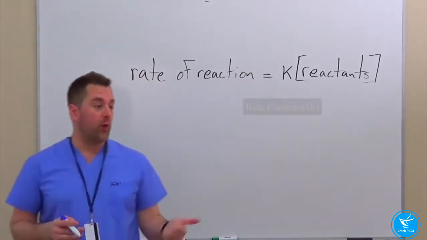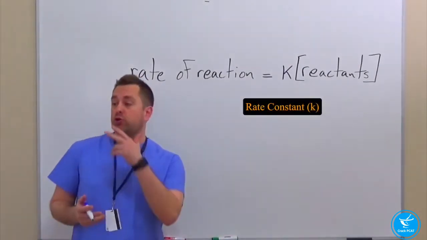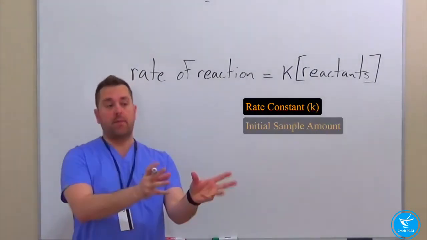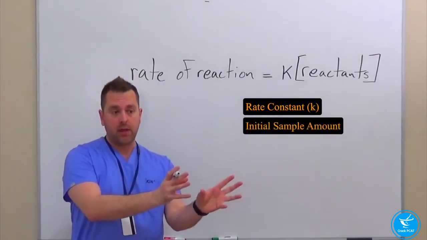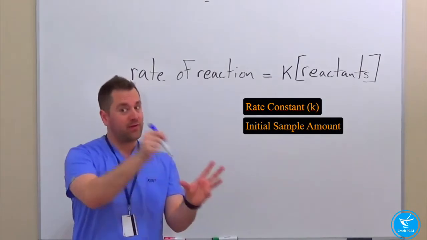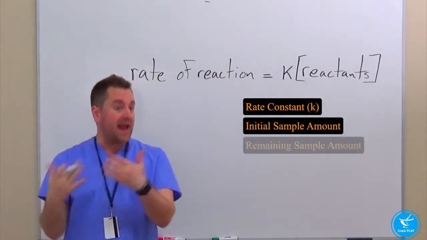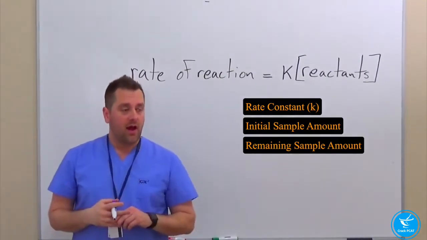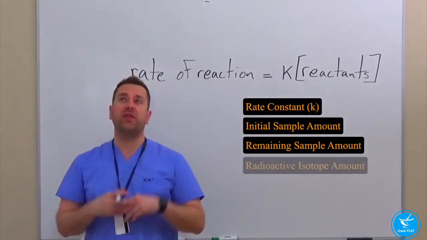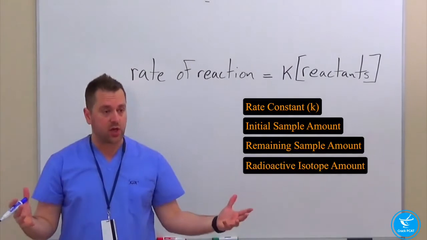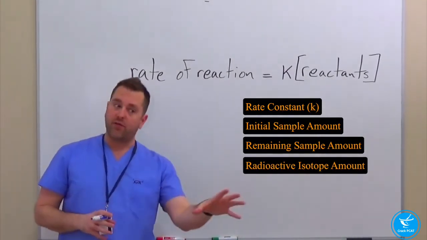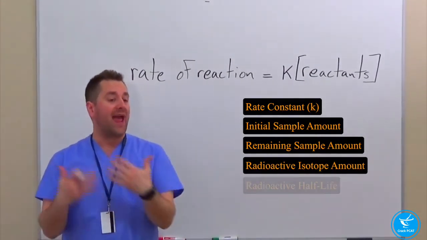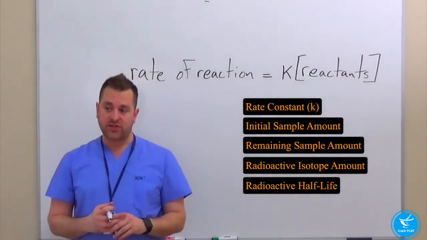First, we could solve for rate constant. We could also solve for the initial amount of our radioactive sample. Well, if we can solve for the initial amount, we could probably solve for the remaining amount after the interval of decay, right? What else? We could also solve for the amount of radioactive isotope. And if we can solve for that, well, then we can also solve for the half-life of the radioactive isotope.